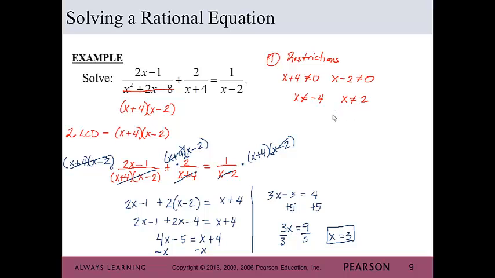Do we see anywhere where it says x cannot be equal to 3? We do not. So x equals 3 is our solution. You can double verify it by taking it back into the original equation. And everywhere you see an x, make it a 3. And verify that the left side equals the right side.